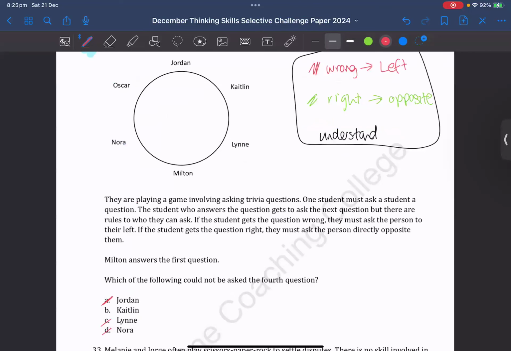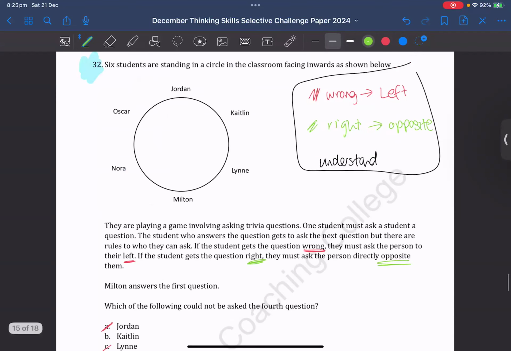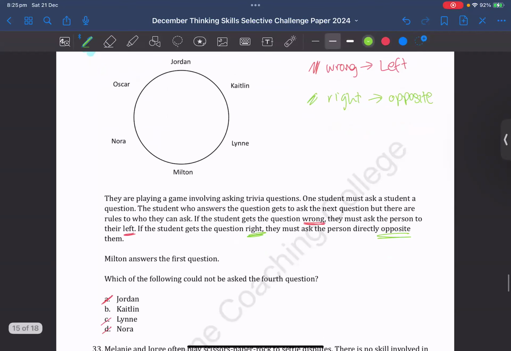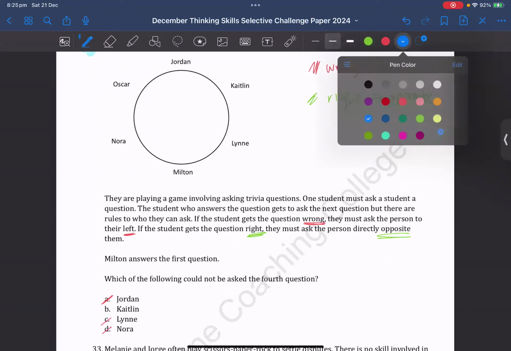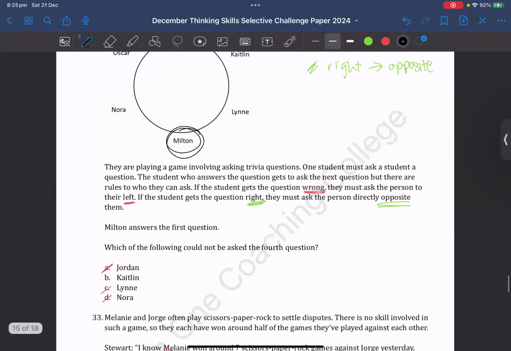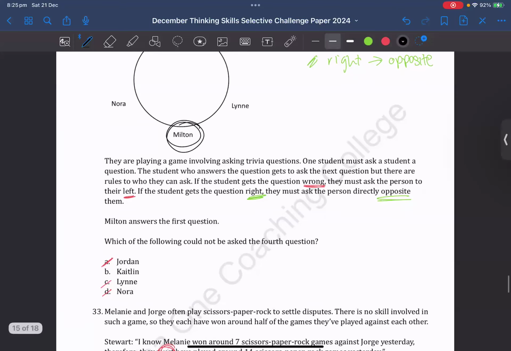The one who gets it asks the next question, but if you get it wrong, you have to ask the person to their left. If you get it right, you must ask the person opposite, which is how I got this rule here: wrong is to the left, right is opposite. Milton answers the first question. So no matter what, we start off with Milton here. And depending on whether he gets it right or wrong, and subsequently, they also get it right or wrong, we can figure out who gets the fourth question. And this is what we're looking for.